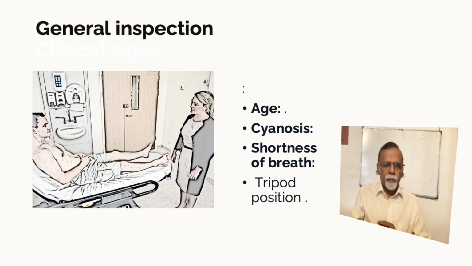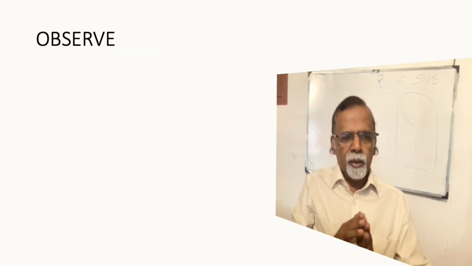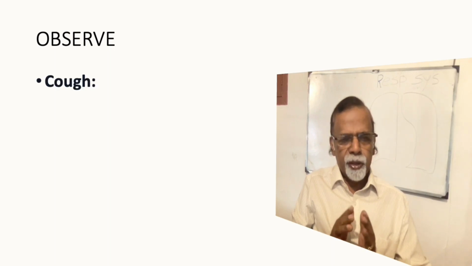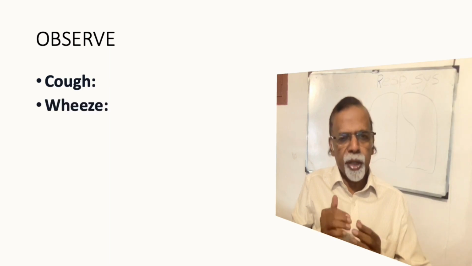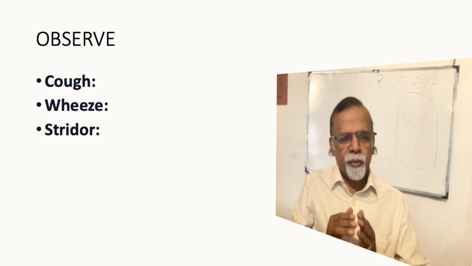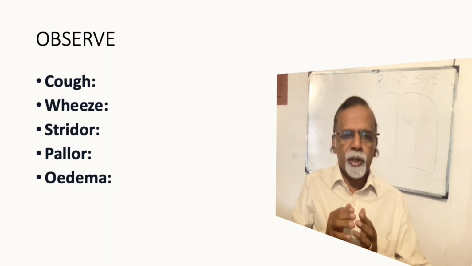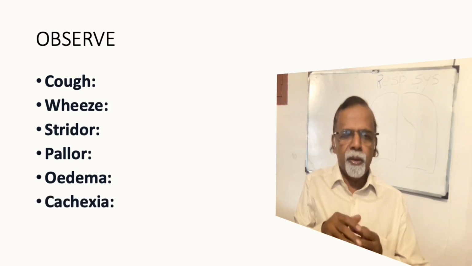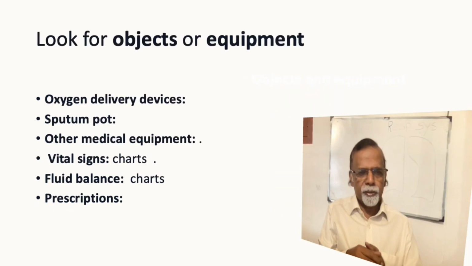Carefully look for medical equipment attached to the patient. Observe if there is any cough. If the cough is there, note the character of the cough, including the bovine cough, about which you have discussed earlier, audible wheezes, whether there is any stridor, whether the patient looks pale, or whether features of edema or cachexia are there, because cachexia is a feature seen in malignancy or in chronic diseases like tuberculosis. All these should be part of the general observation.